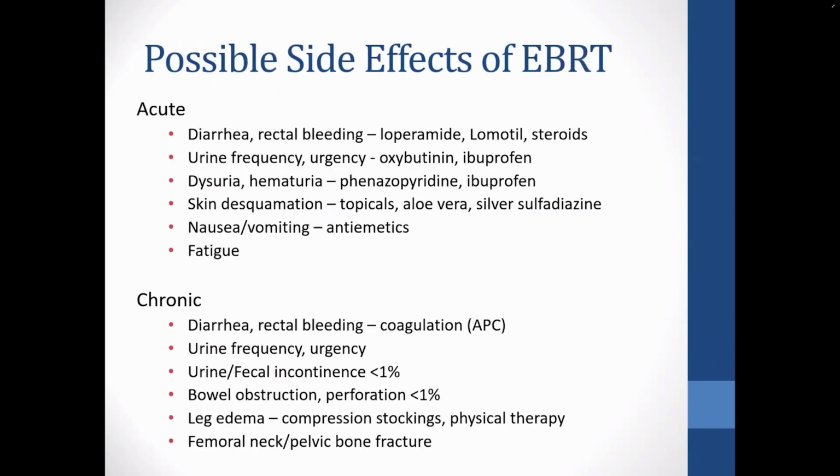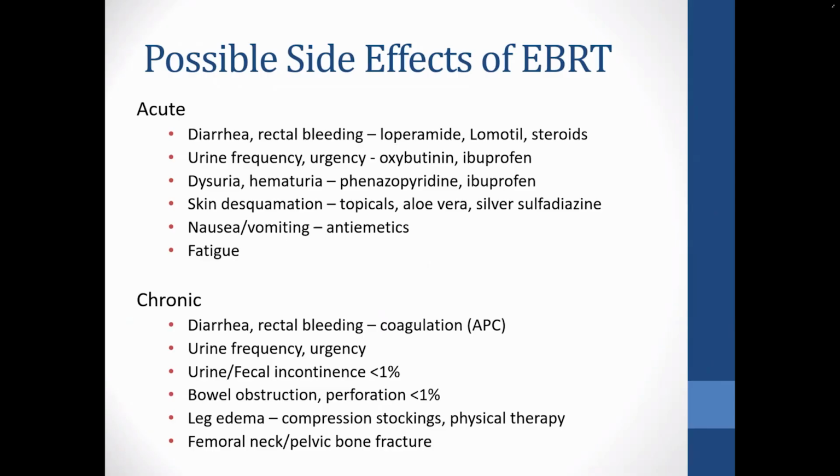Possible side effects of external beam radiotherapy are divided into acute, which means that these side effects develop during or shortly after radiation, and chronic side effects, which are those that may persist or develop months after radiation. Acute side effects that may develop during or after radiation include diarrhea or rectal bleeding, and you can see there are a few different management options, including loperamide, Lomotil, and steroids.